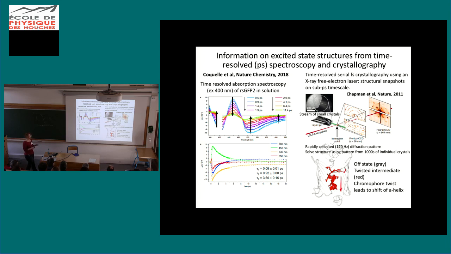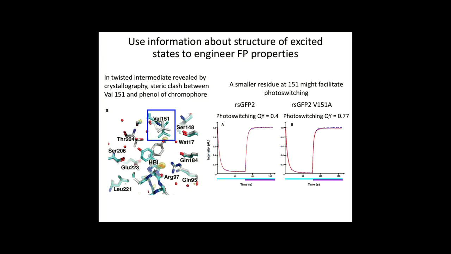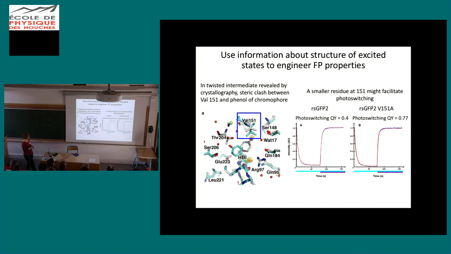Okay, so why is this important? Well, what I loved about this paper is they showed that this twisted intermediate revealed that there is this one residue here, this valine 151, that in the twisted chromophore would have a steric clash with the chromophore itself. So I'm trying to show that here where you see the twist and you see this shift of this valine 151. So they then use this to suggest maybe if you make the residue at that position a little bit smaller, that you could actually facilitate the photo-switching of the protein.